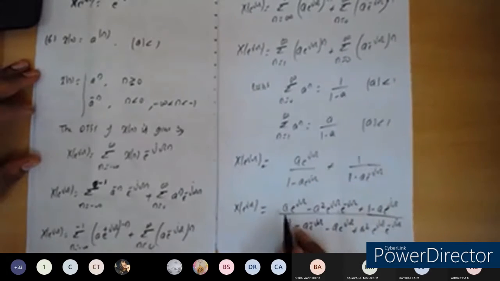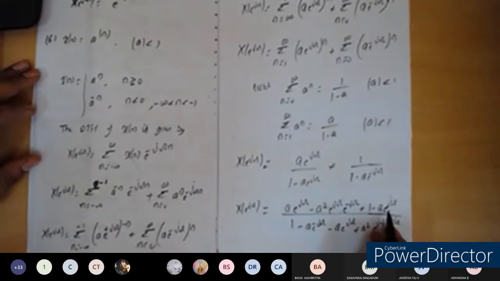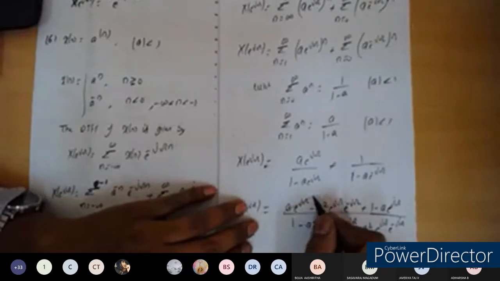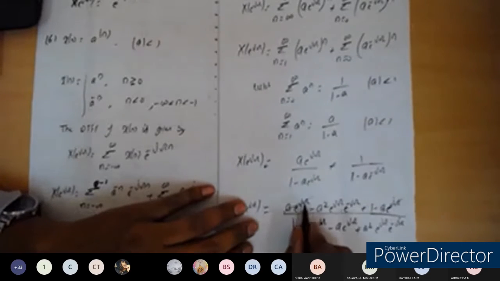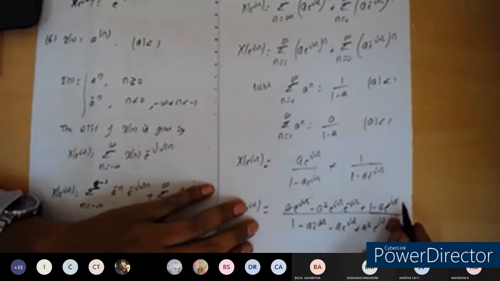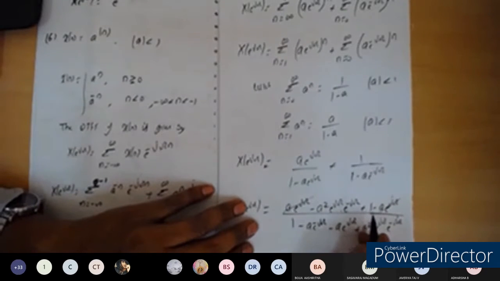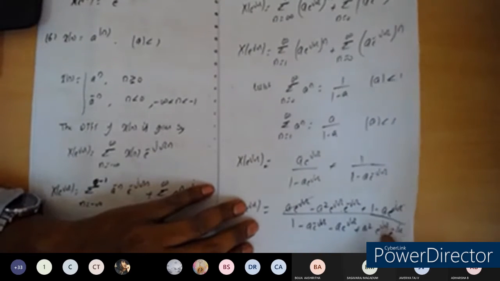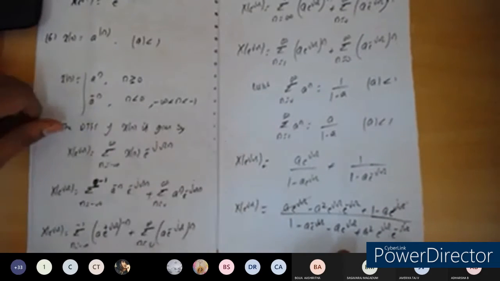Okay. So here you can see a e to the power of j omega is there, and minus a e to the power of j omega, so both will get cancelled. We can cancel these two terms here. Plus a e to the power of j omega minus a e to the power of j omega. And the remaining quantity, 1 minus a square, will be in the numerator. So let us take that one.